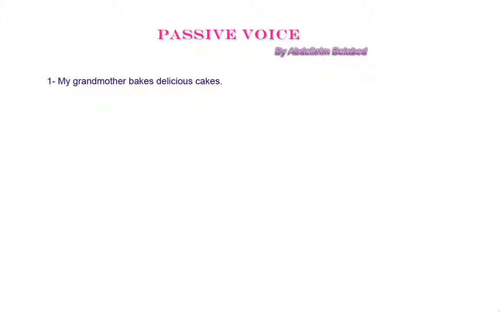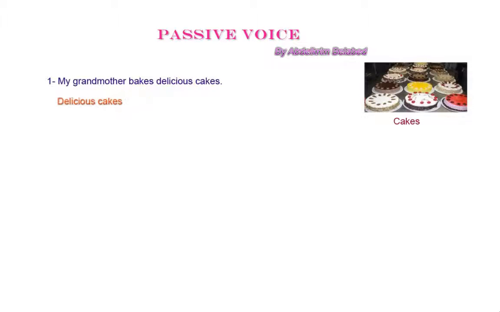Today we are going to learn passive voice. Let's start with example number 1. My grandmother bakes delicious cakes. Now, we take the object, which is delicious cakes in this sentence, and put it in the beginning.